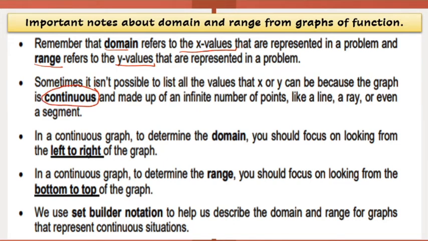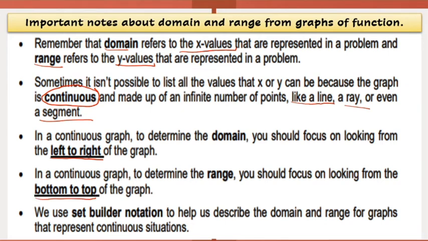continuous. So, di ba meron tayong mga points, kapag point-point, madali lang. Pero paano kapag ang graph na given ay continuous? Ito yung, ang mga drawing nung nasa graph ay line, ray, or kaya ay segment. So, kapag continuous graph daw, para malaman natin yung domain natin, kailangan doon tayo titingin from left to the right ng graph. At kapag naman range yung hinahanap natin, doon tayo titingin bottom to top.